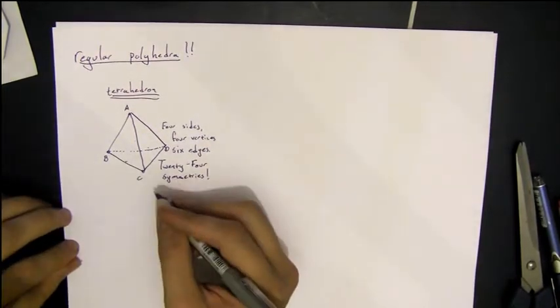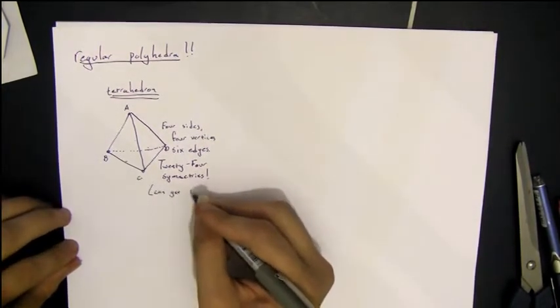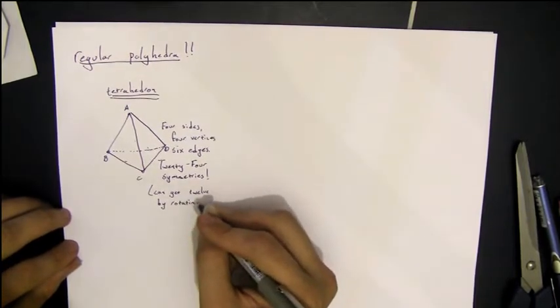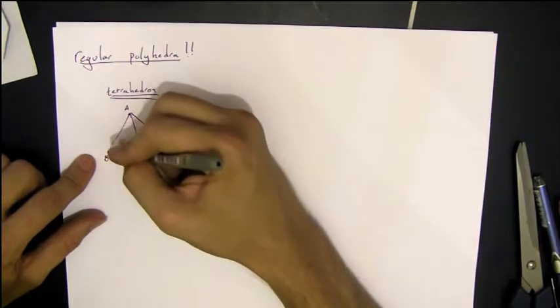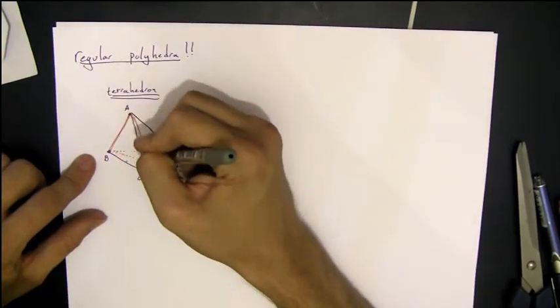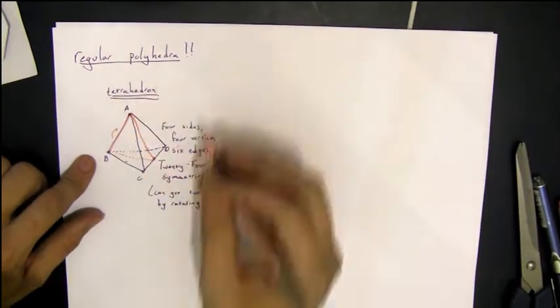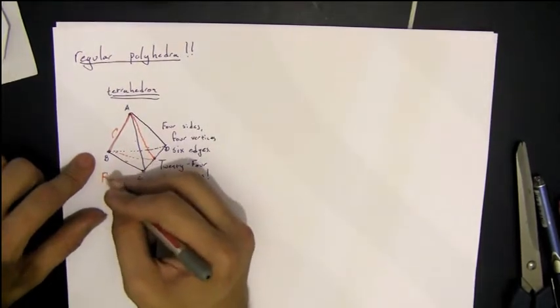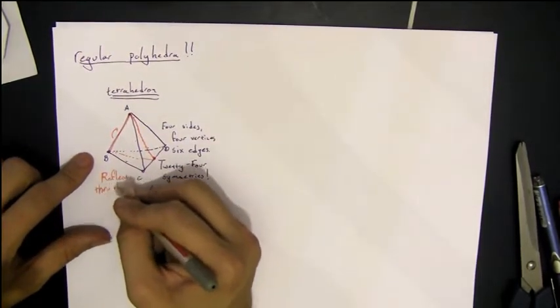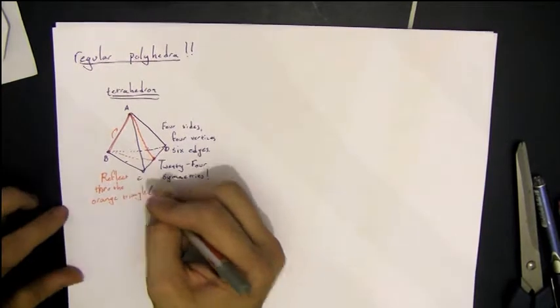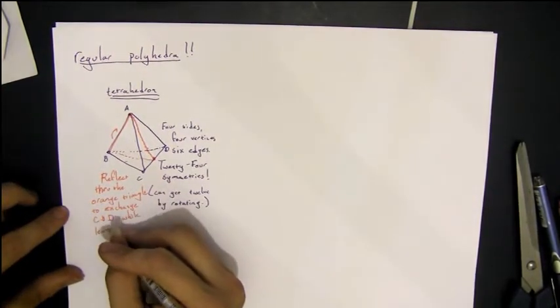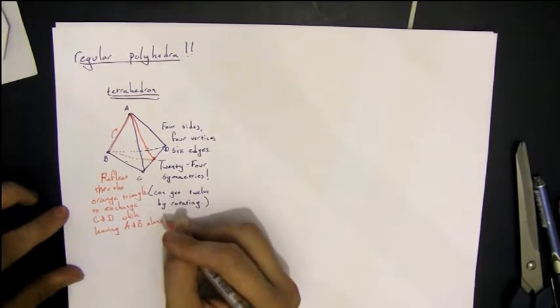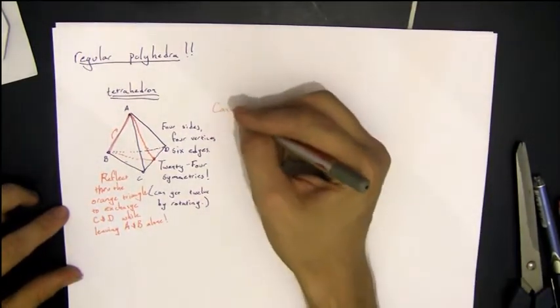How do we see those 24 symmetries? We can get 12 by rotating, say, holding A constant and then moving everything else around. But you can also reflect in interesting ways. So right now I'm drawing an orange triangle, and if you reflect through that orange triangle, you can see that you'll switch C and D but leave A and B alone. And so any two vertices, it turns out, you can exchange this way.